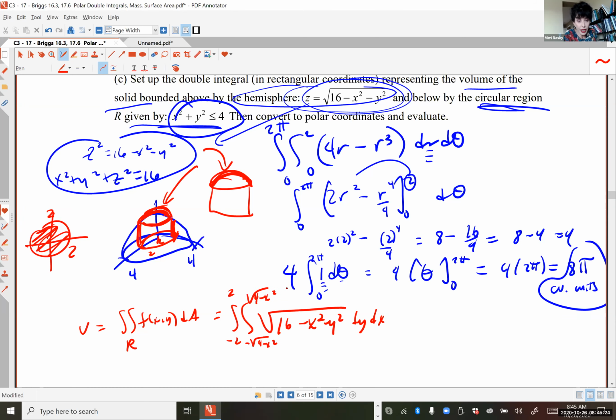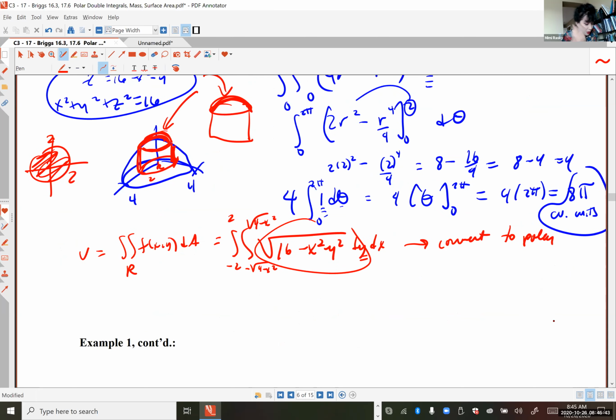So I could try and integrate this. Good luck. Try to integrate this thing with respect to y. Can you say trig sub? I don't want to. I'm not gonna. I'm gonna convert this to polar. My goodness. I'm not interested in doing any trig sub in this class.